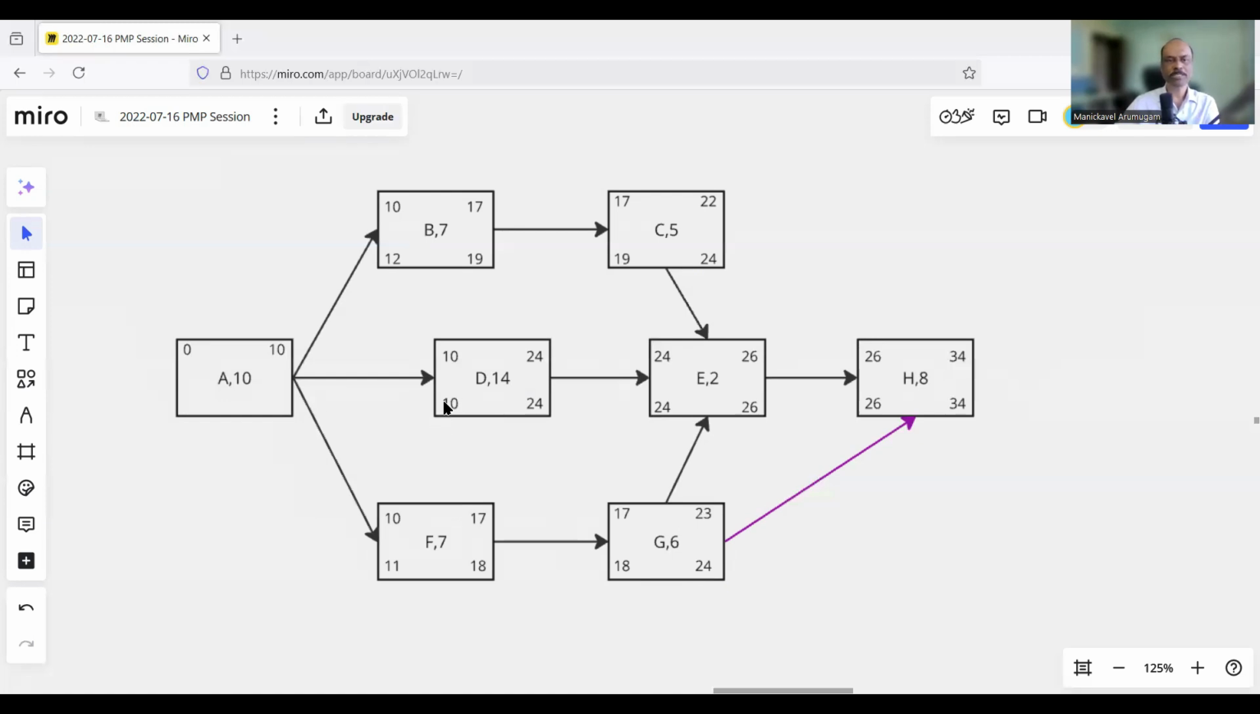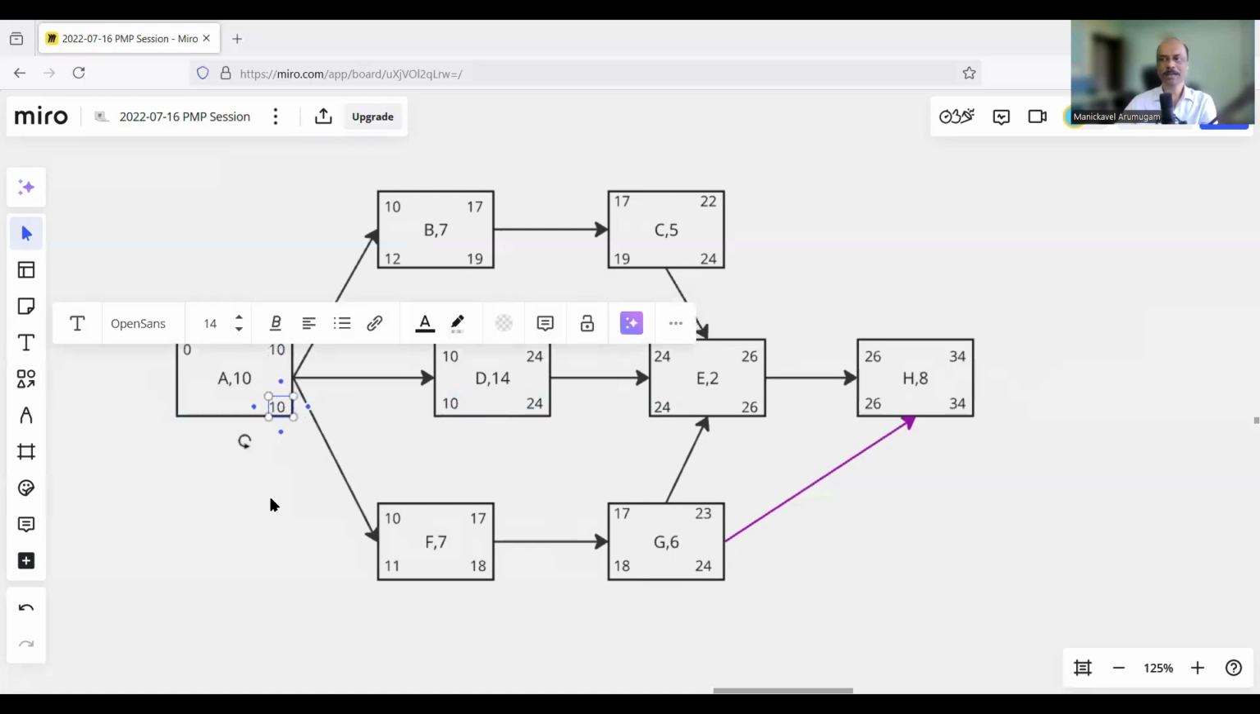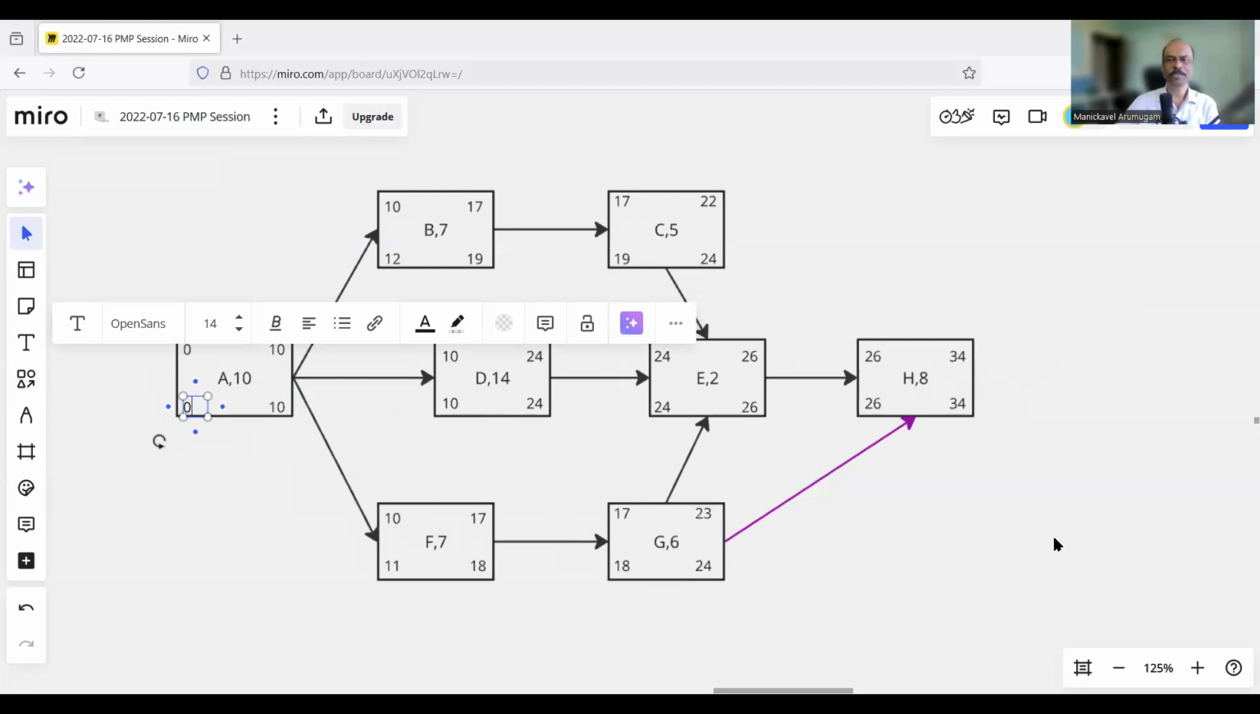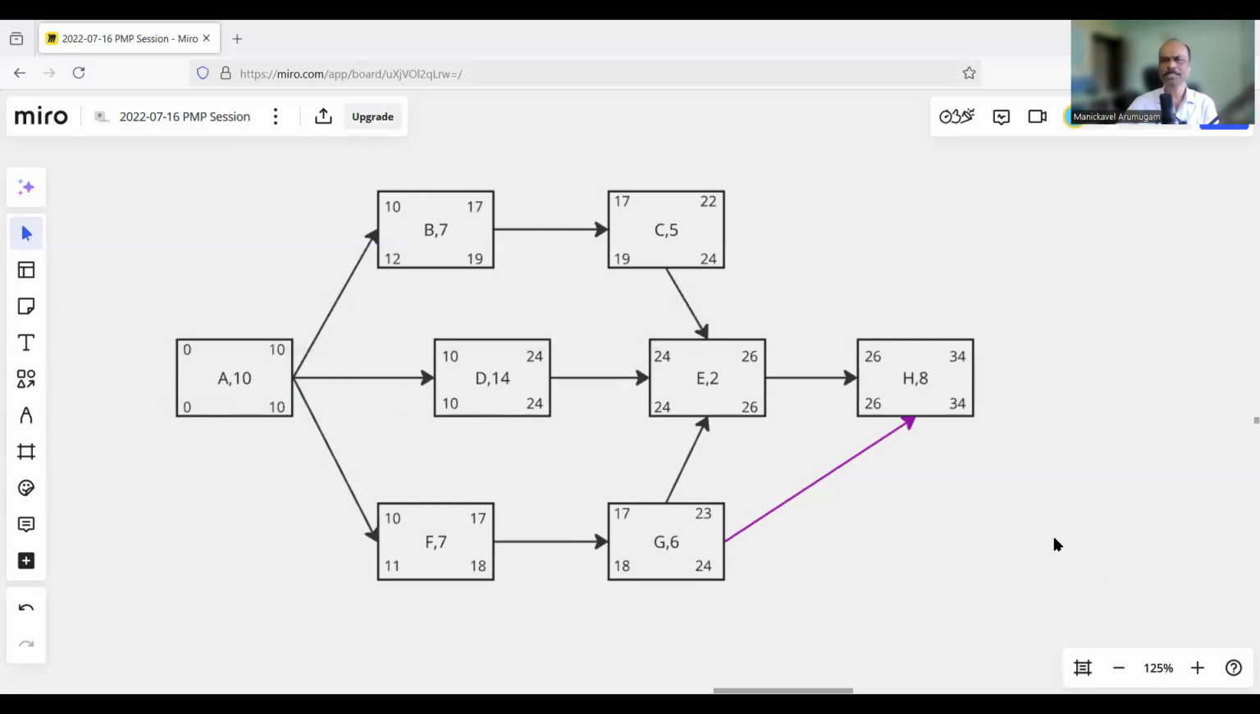So A must finish by day 10. I'm confusing a little bit between start and finish, but I hope you don't get confused. So 10 minus 10, A starting is going to be 0. So that's it, basically. It's a very simple calculation, addition and subtraction. Just understand the logic.